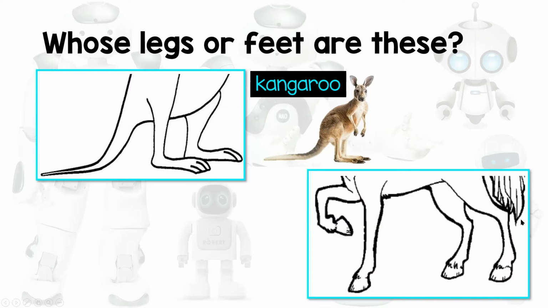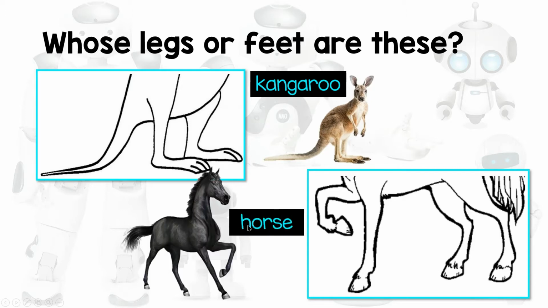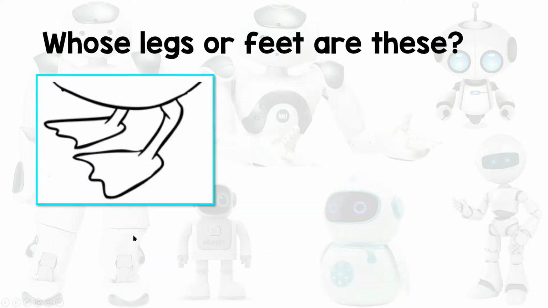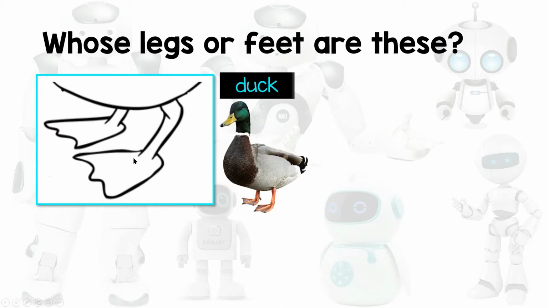Whose legs are these? This is easy. The answer is a horse. Yes, they have the same legs. Can you see? Alright. What about these feet? Whose feet are these? Yes, you are right. These are the duck's feet. It has webbed feet. We have 3 more to guess.